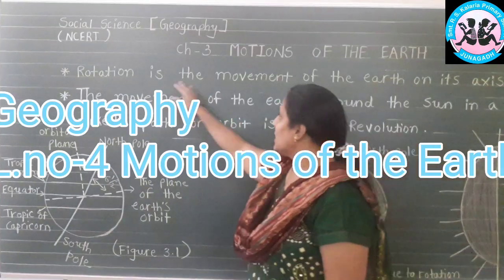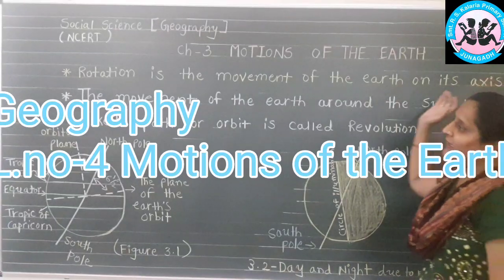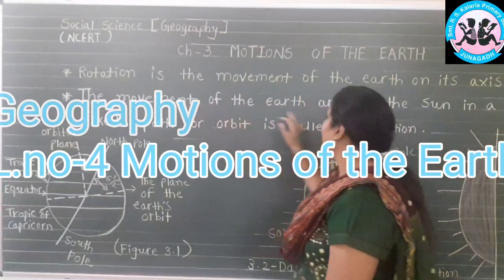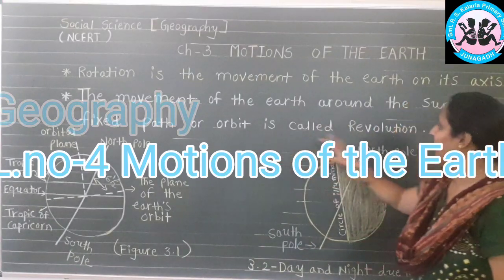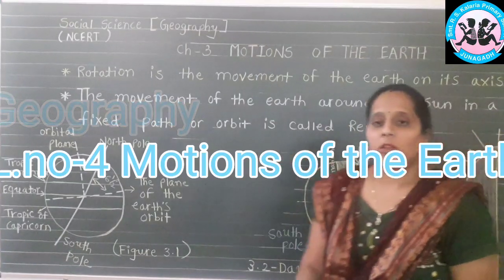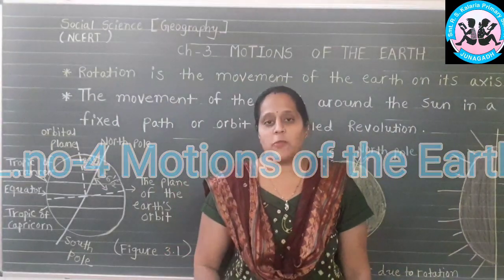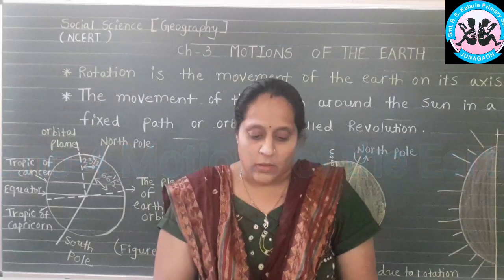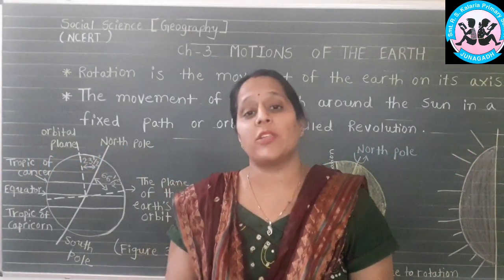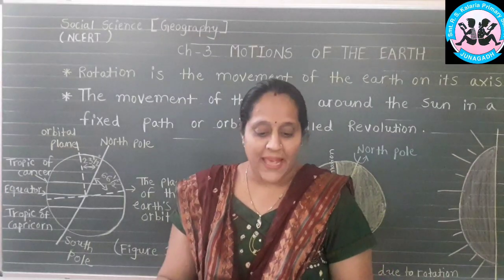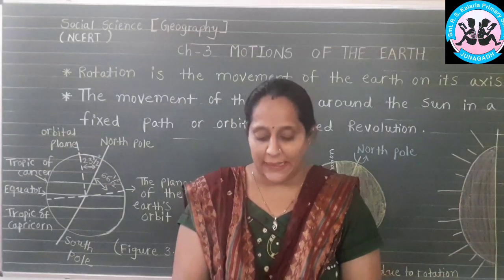Rotation is the movement of the earth on its axis. The movement of the earth around the sun in a fixed path or orbit is called revolution. So through the diagram here we study the different types of motions. The axis of the earth, which is an imaginary line, makes an angle of 66.5 degrees with its orbital plane.